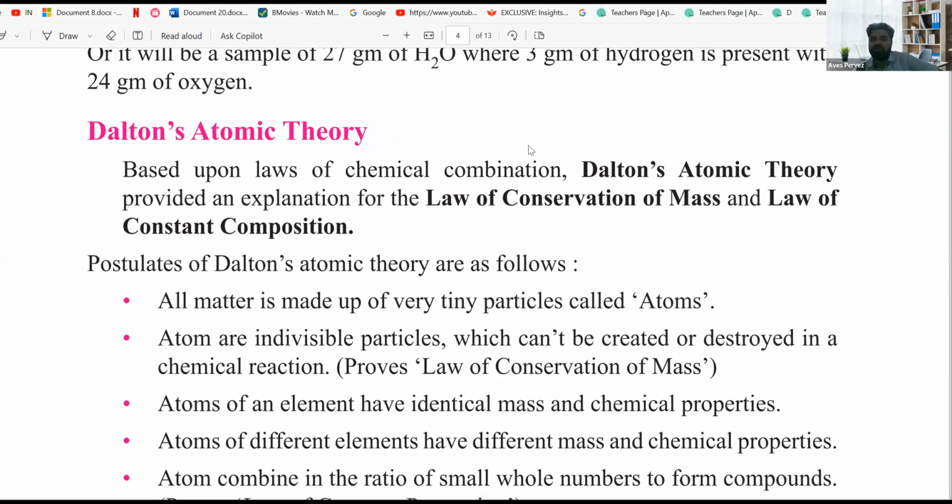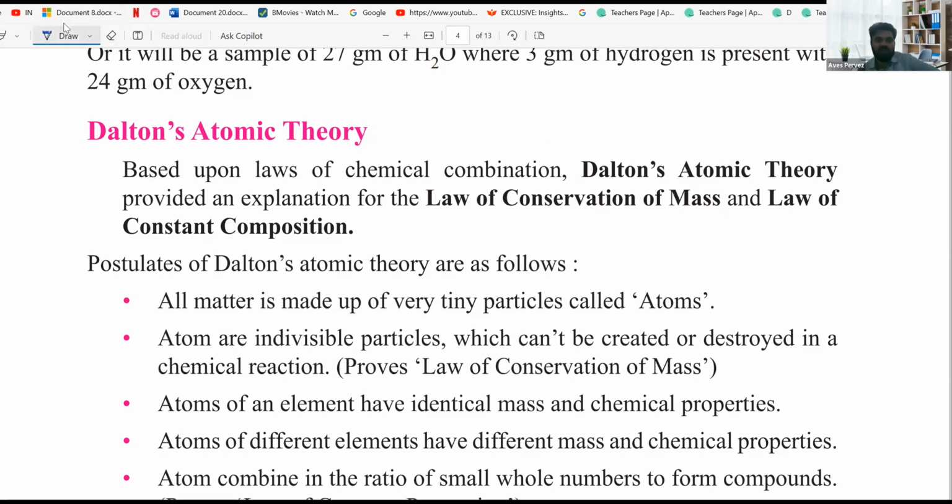So Dalton gave this theory, and he proposed it by giving some points. We call them postulates. Based upon the laws of chemical combination, the Dalton atomic theory provided the explanation for the law of conservation of mass and the law of constant proportion. He gave the following postulates.